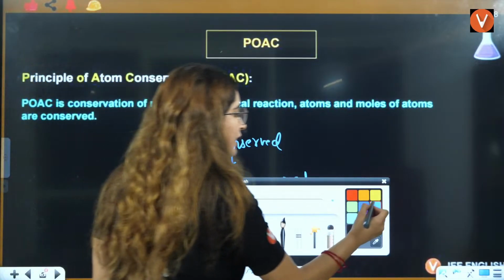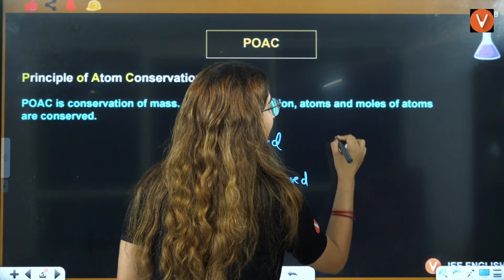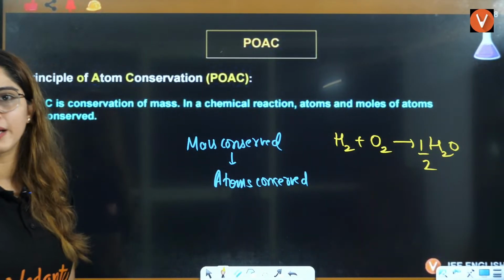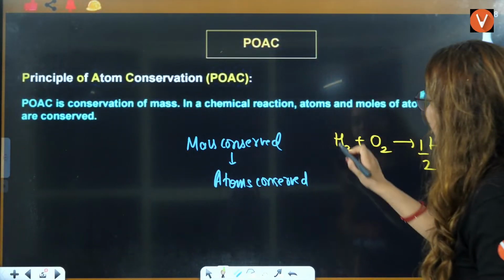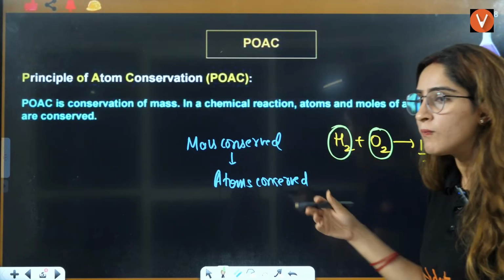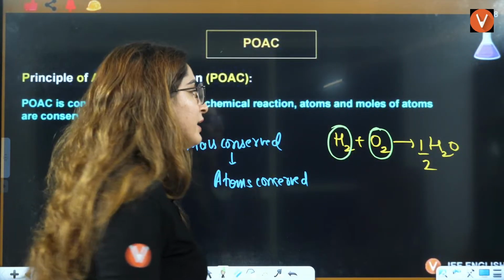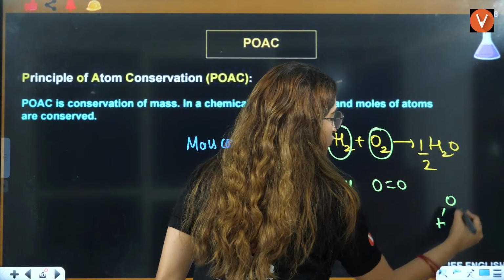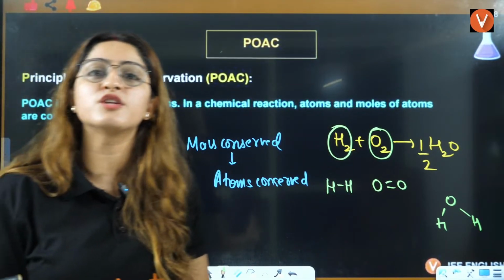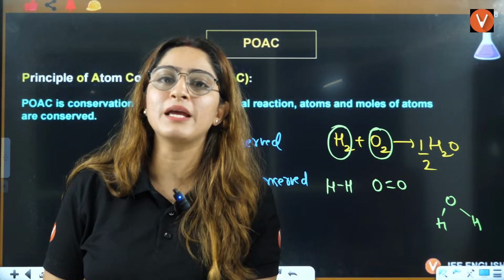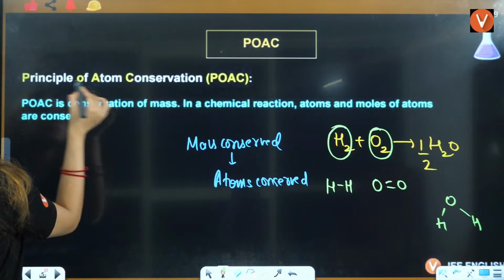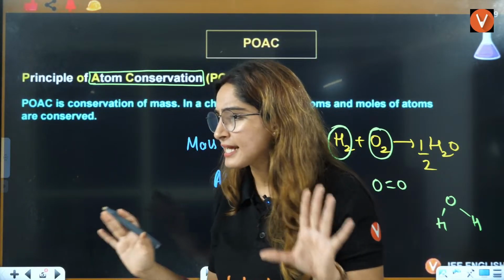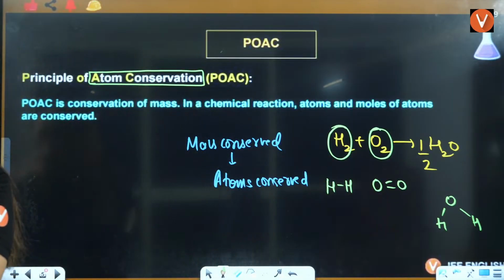For example, let me give you an idea about it. We have H2 plus O2 that give rise to H2O. Now, this is the balanced chemical reaction. Earlier it was H2, earlier it was O2. Now, after rearranging the atoms, it has become H2O. That means this is nothing but rearrangement of the atoms. Atoms are being conserved here. So that's why it is based on the principle of atom conservation. So now you are clear that atoms are conserved here.